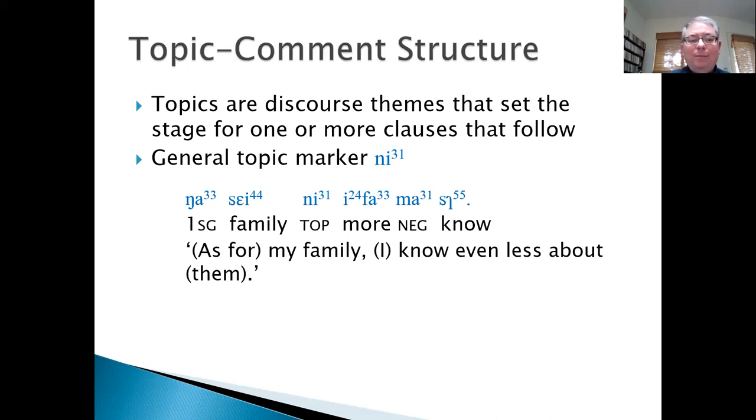And so here we have an example. Na sei ni, ifa ma si, which translates as "for my family, I know even less about them," right? So na sei, my family, is topicalized. And then we've got the main clause. Notice that there are no nouns in the main clause because of zero anaphora, and also because the topicalized noun is one of those arguments, and it's already been mentioned.